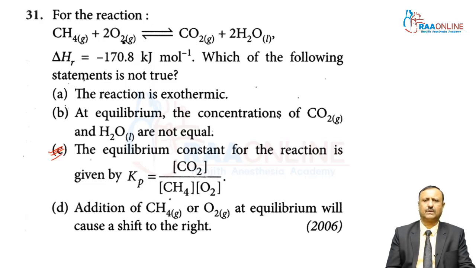Why? The equilibrium constant for the reaction is given by CO2 over CH4 and O2 concentrations. For Kp, it is the partial pressure of CO2 upon partial pressure of methane into partial pressure of O2 whole square. So statement A is true. The reaction is exothermic because delta H is minus, so plus Q. At equilibrium the concentrations of CO2 and liquid water are not equal. Here you can see not equal. So the answer is C.